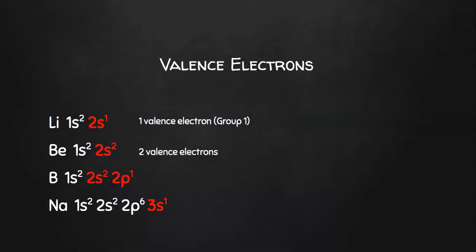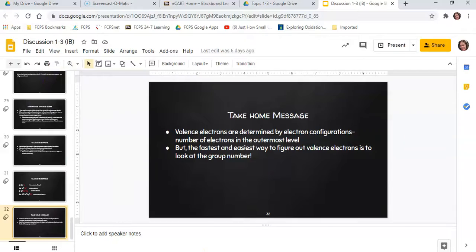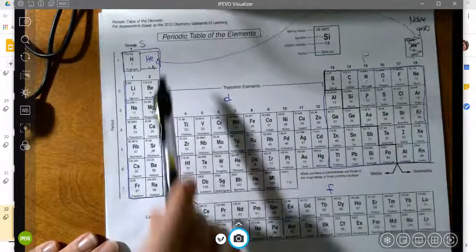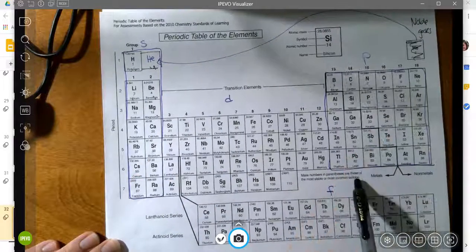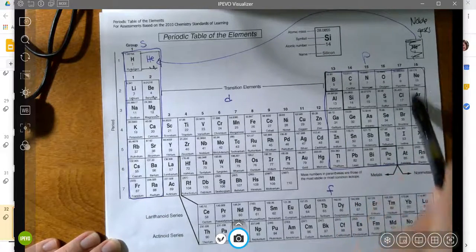Now, you have to be careful with boron. Its outer energy level is 2, but there are both s and p orbitals that are occupied, for a total of 3 valence electrons. And sodium's outer energy level is 3, and there's 1 electron, so it has 1 valence electron. However, there's a much easier way to find this than looking at the electron configurations. You can just look at the group number on the periodic table. Everything in group 1 will have 1 valence electron. Everything in group 2 will have 2 valence electrons. Group 13 will have 3, 14 will have 4, 15 will have 5, 16 will have 6, 17 will have 7, and 18 will have 8.